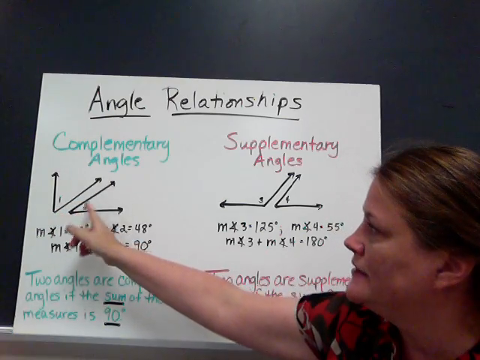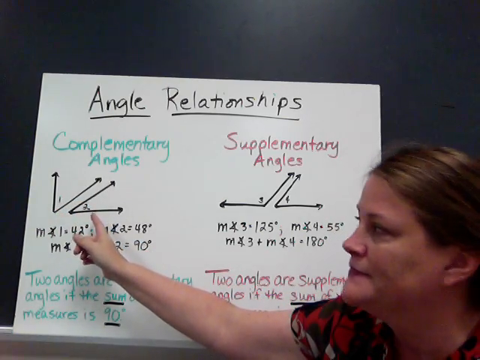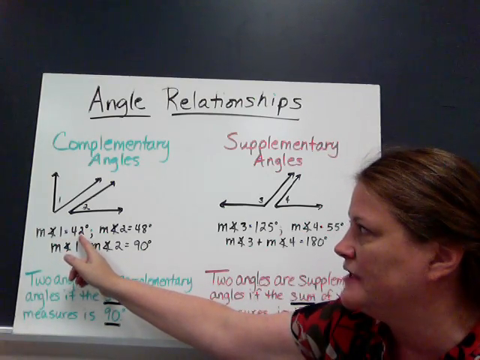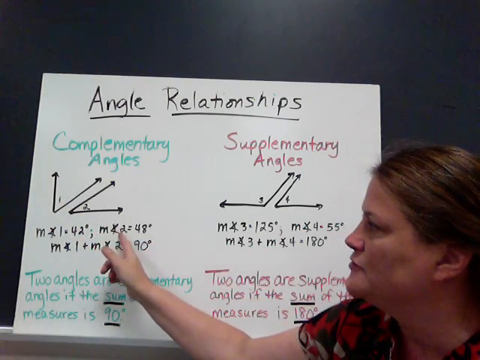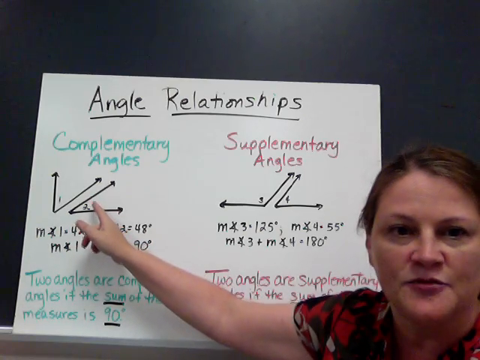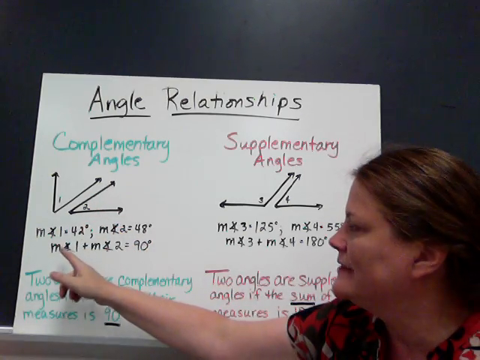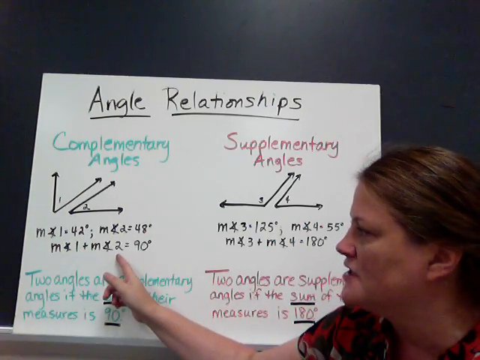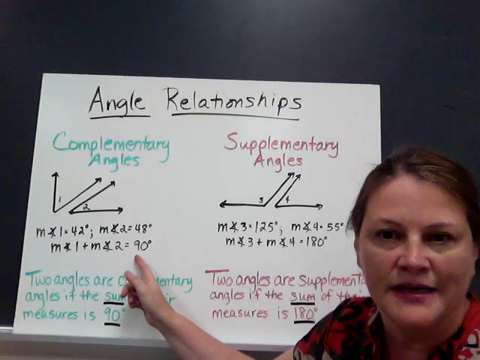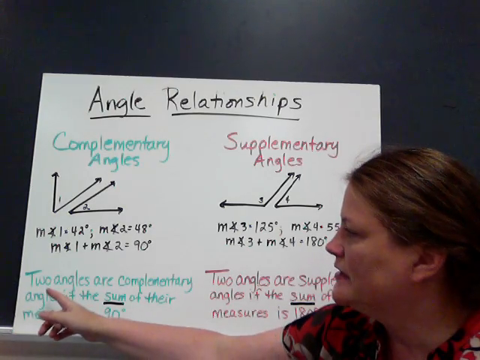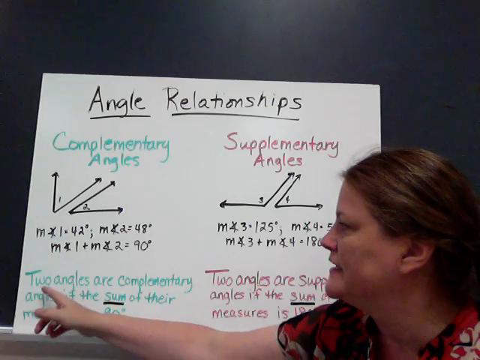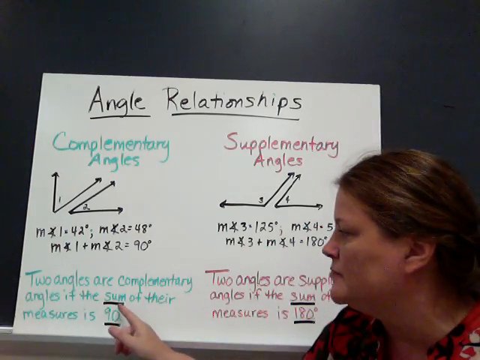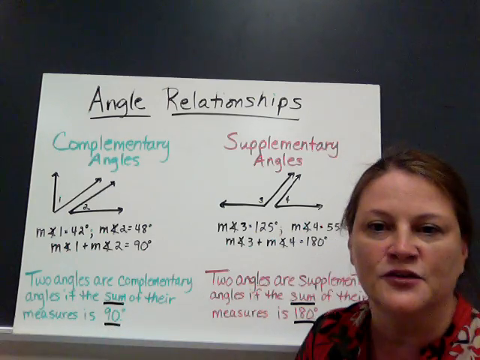I have angle 1 and angle 2 listed right here. If I'm told that the measure of angle 1 is 42 degrees right here, and the measure of angle 2 is 48 degrees, then I'm looking at the measure of angle 1 plus the measure of angle 2. I'm looking at their sum, and their sum here is 90 degrees. So we can look at the definition for complementary angles here. Two angles are complementary angles if the sum of their measures is 90 degrees.